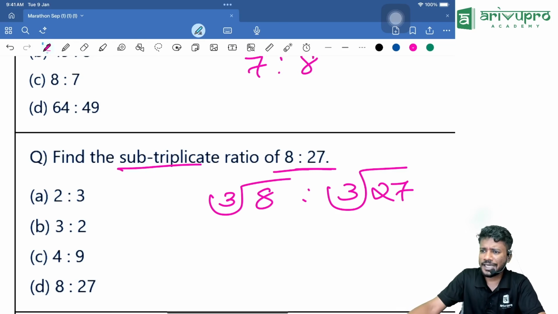2 cube is how much? 8. 3 cube is how much? 27. 4 cube is how much? 64. 5 cube is how much? 6 cube is how much?